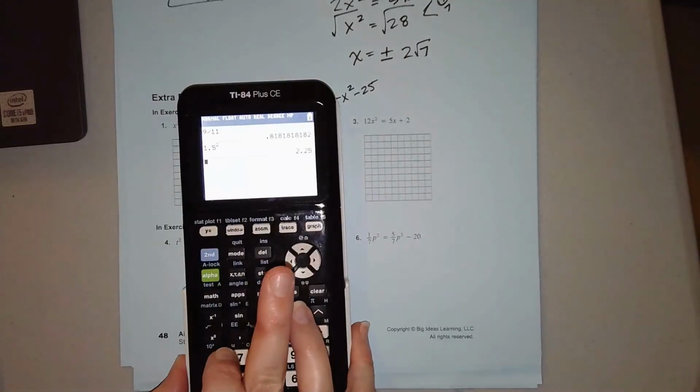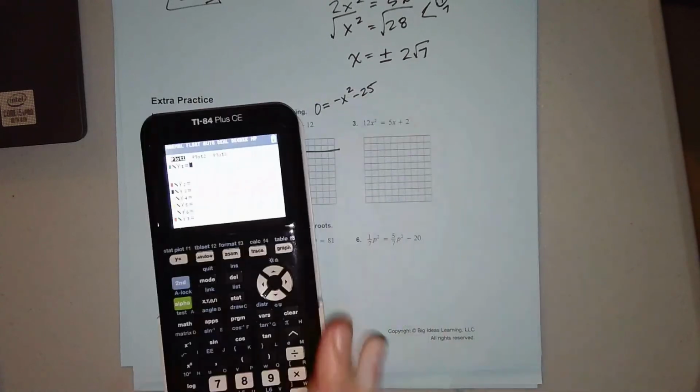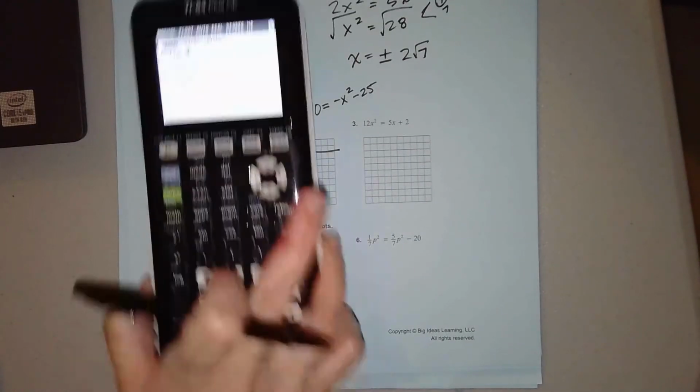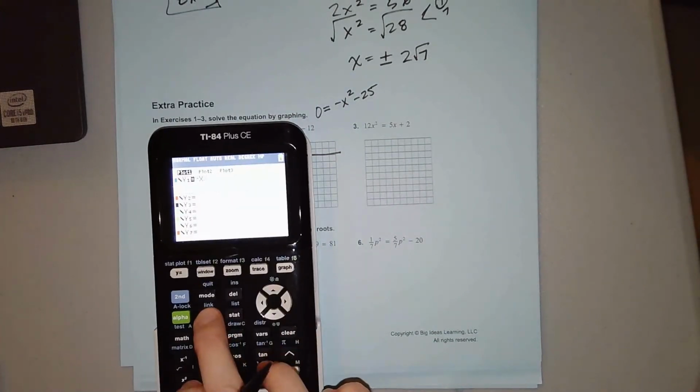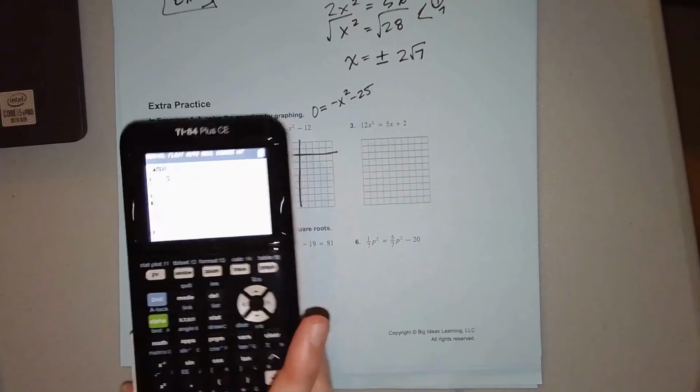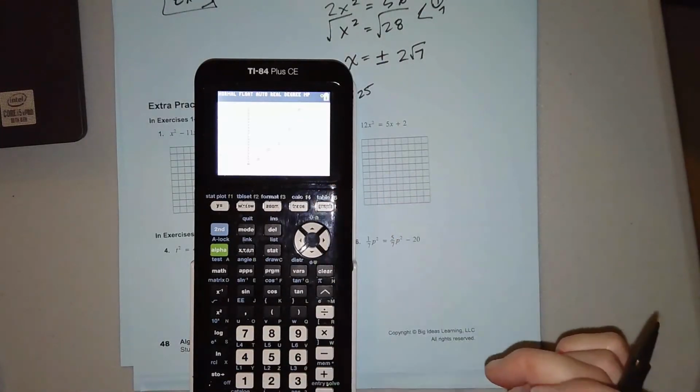I'm going to grab my calculator. I'm going to go to my y equals, and I'm going to type that equation in. So use the negative button. Remember, the negative button's down here. And then x, and then the squared button. And then what is it? Minus 25. So minus 25. If you're going to solve by graphing, you obviously have to look at the graph.